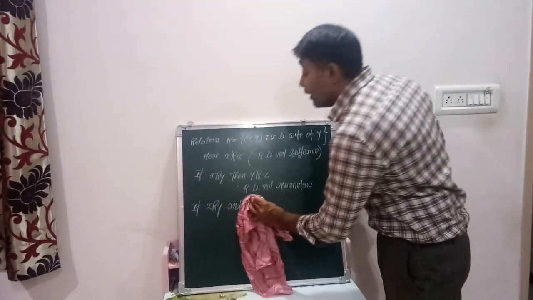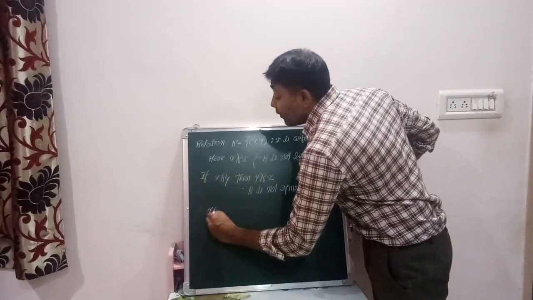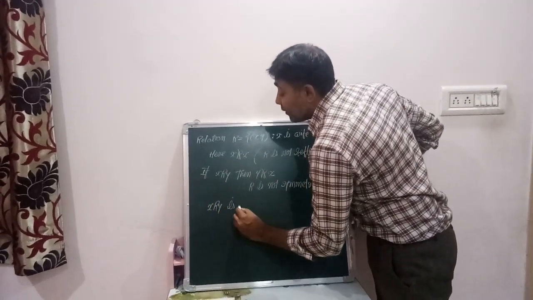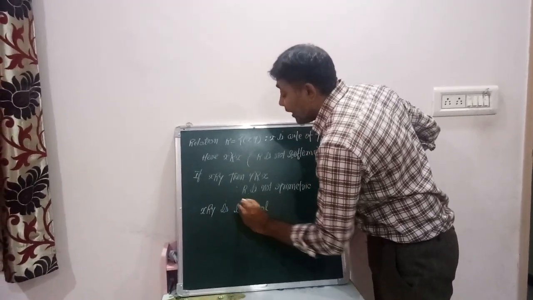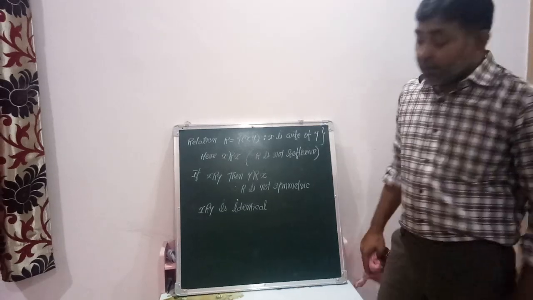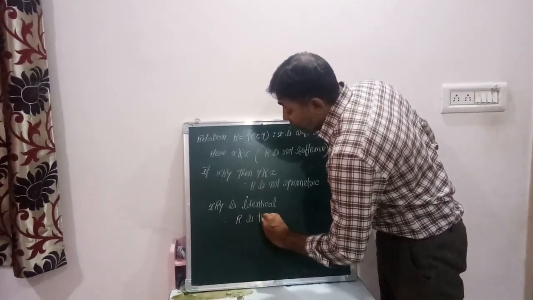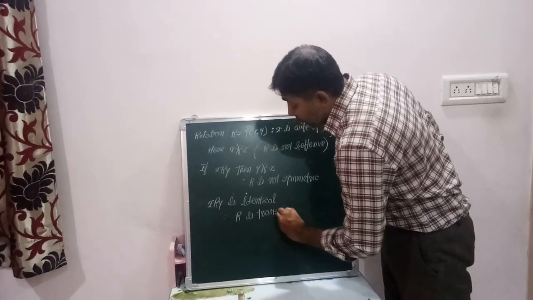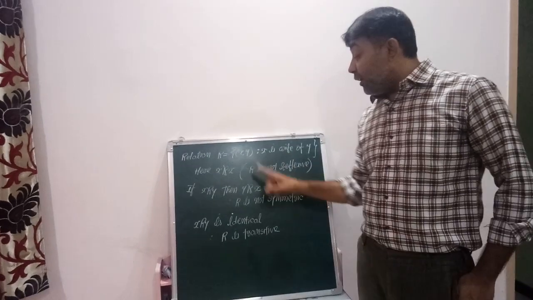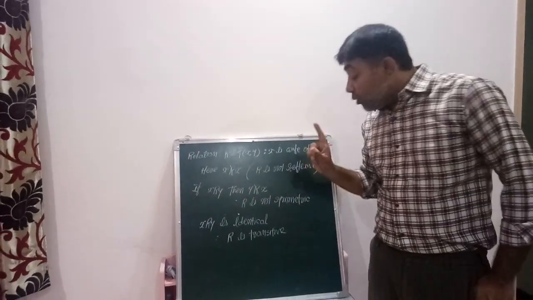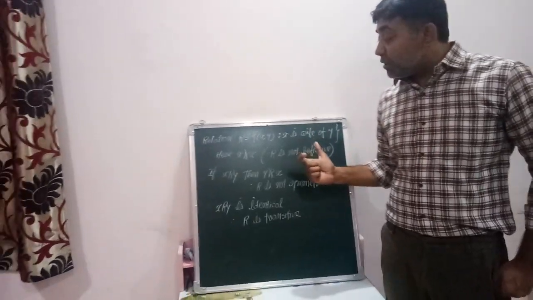So that's why we may say that XRY is an identical ordered pair. And we know that if it is an identical ordered pair, then we may say that the relation is transitive. Therefore the relation R is transitive here. So this interesting relation is not reflexive, not symmetric, but transitive. So it's a very important question.